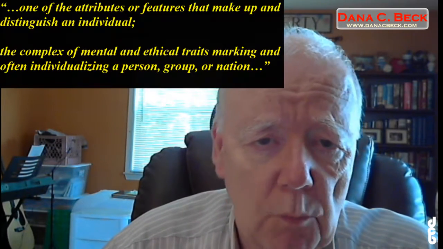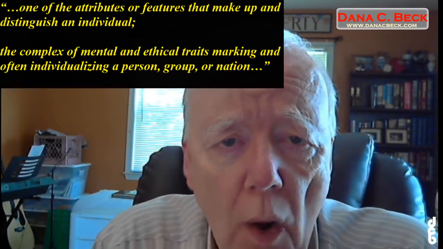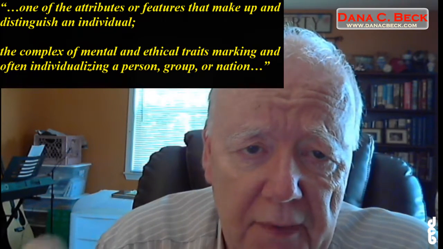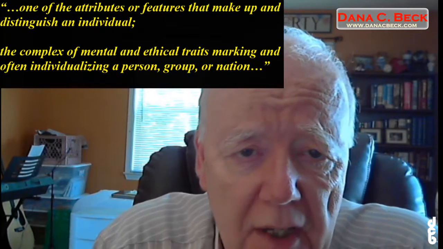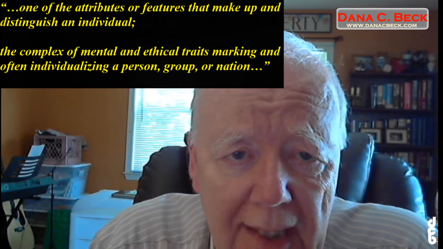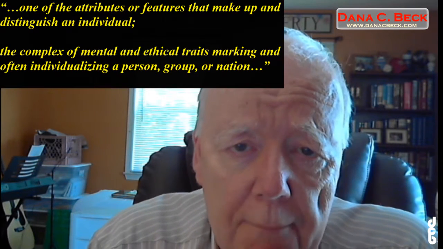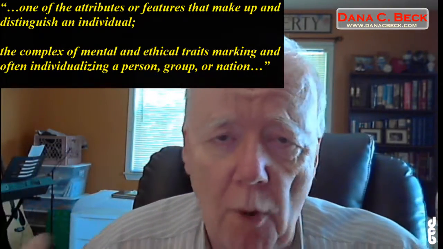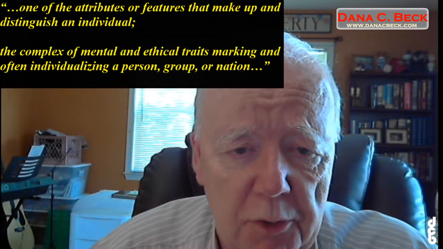What does character mean? Well, the definition of character is one of the attributes or features that make up and distinguish an individual. It also means the complex of mental and ethical traits marking and often individualizing a person, group, or a nation. Really, it boils down to your ethics. It boils down to your ethics and how you do business, what you allow, what you permit, in your own life, as well as what you permit in your business.